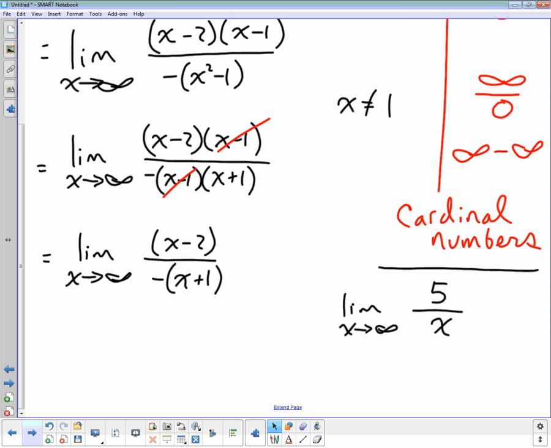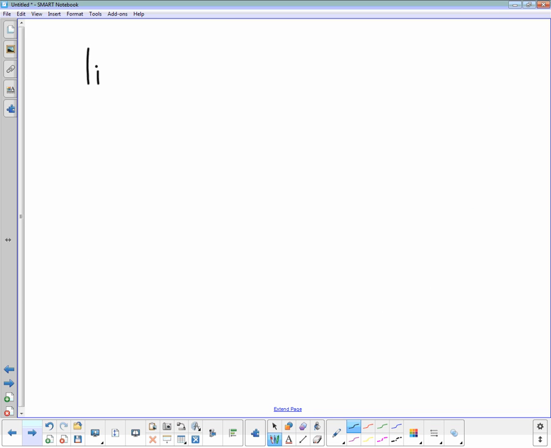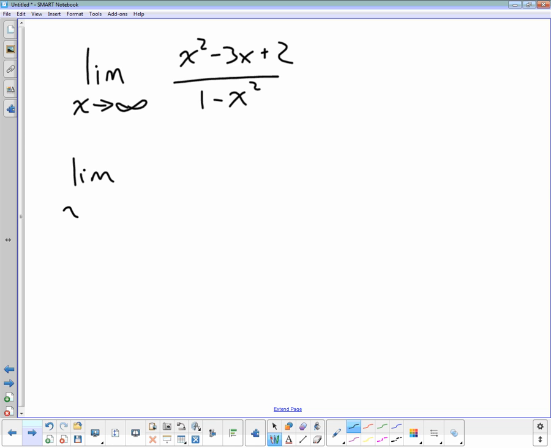So instead, let's try this approach. This is a very useful approach. x squared minus 3x plus 2 all over 1 minus x squared, from the page before. So what I'm going to do is something really cool. I'm going to divide. Well, how about this? I'm going to multiply by 1. x squared is my biggest power.